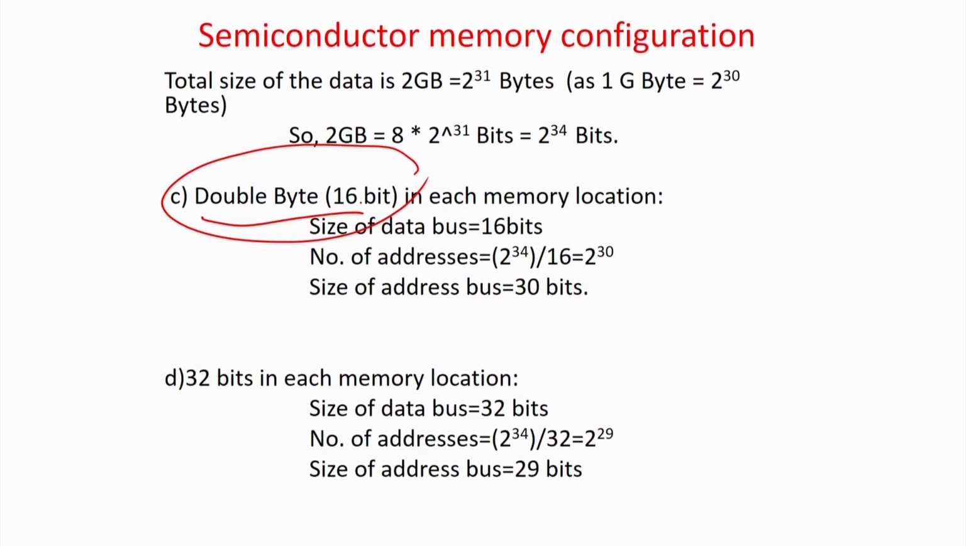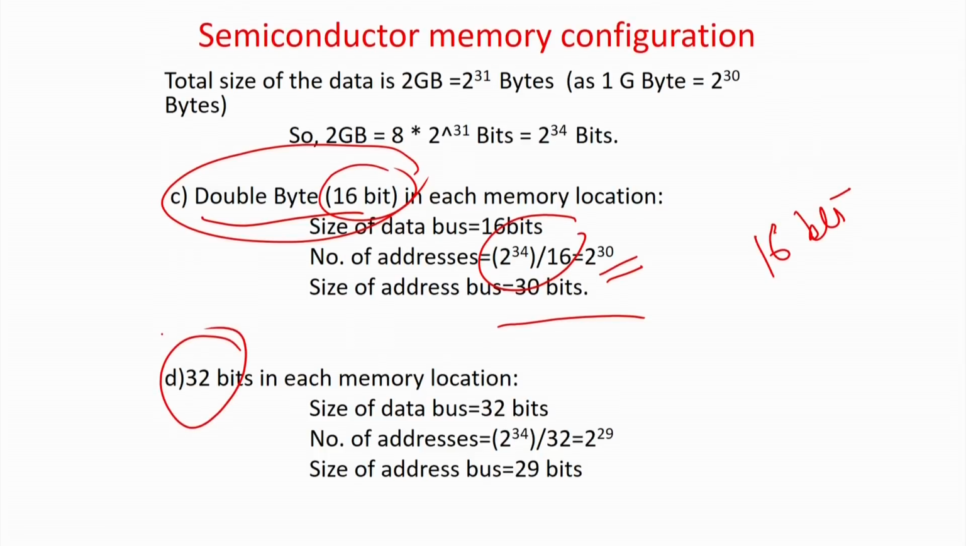So, in this case they are saying double byte. That means each word is having 16 bits. So, what will be the number of addresses? 2 to the power 34 by 16, that is 2 to the power 30. So, the address size is 30 bits. Data bus size will be 16 bits, because those 16 bits you can access together. Similarly, we can discuss for 32 bits also. So, in this case there will be 29 bits.